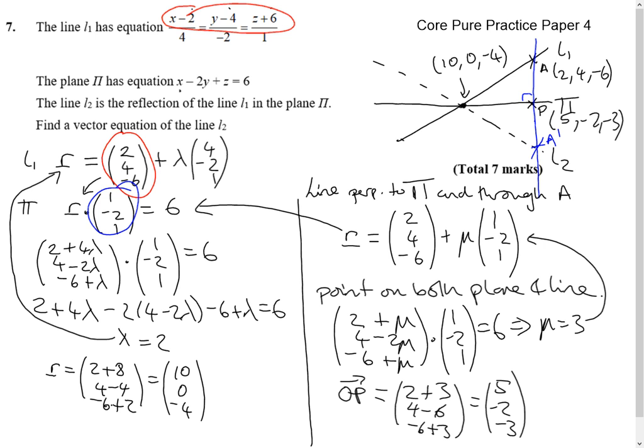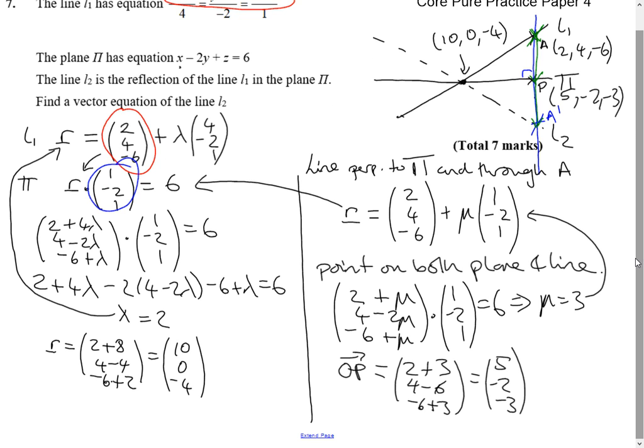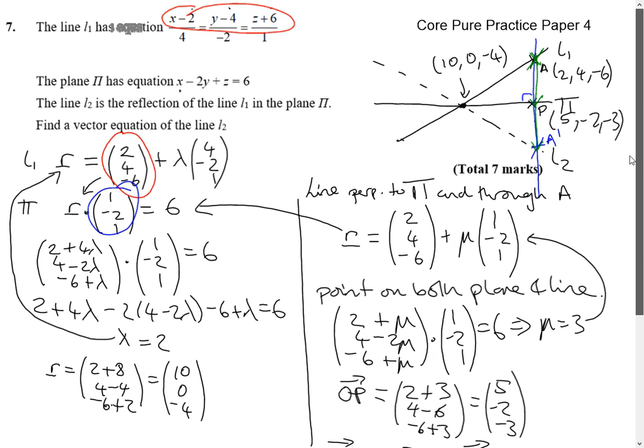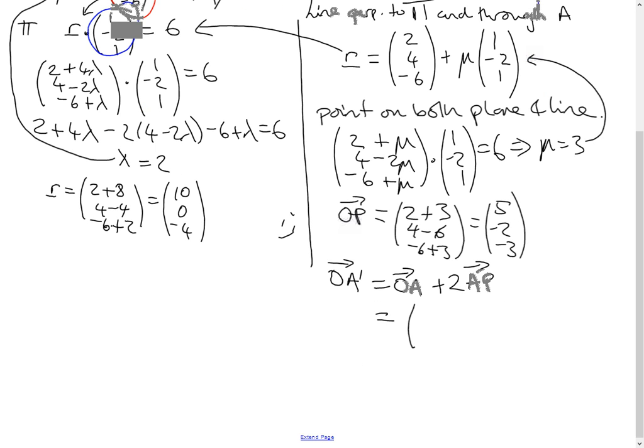Now I want to find the image of A. To get to the image of A, I can go from A to P and then down the same distance to its image there. So I want to get to what I've called A dash, the image of A. That is: go to point A and add on 2 times the vector AP. So point A was (2, 4, -6), plus 2 times the vector from A to P.